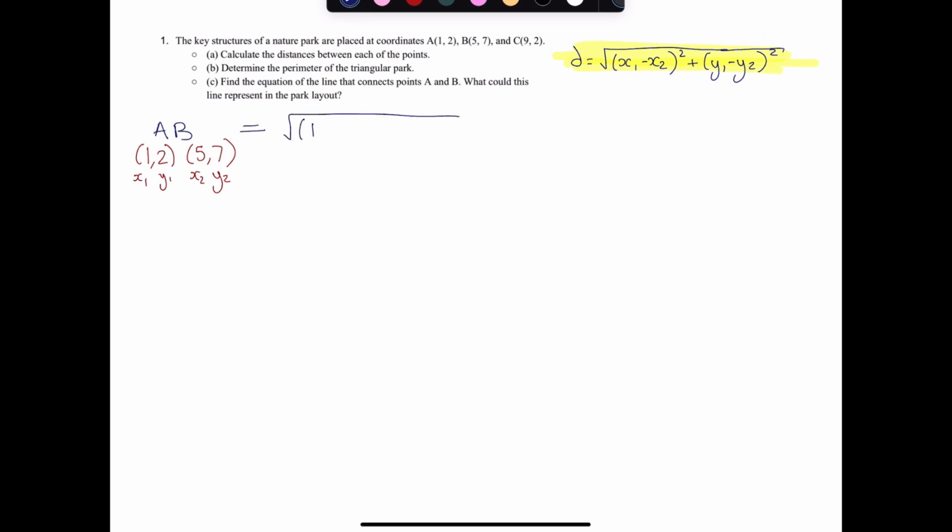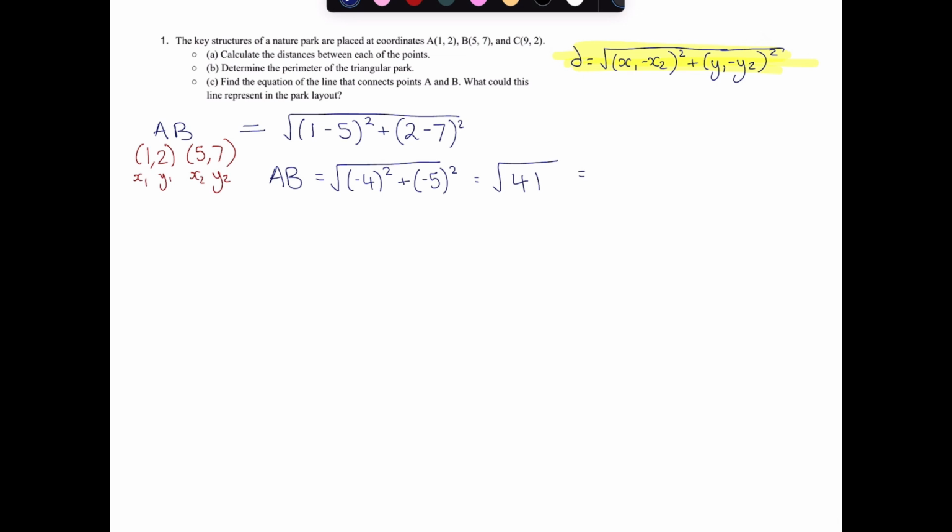So x1 is 1, subtract x2, which is 5, all squared, and then we're going to add y1, which is 2, subtract 7, all squared. Okay, so AB is equal to the square root of -4 all squared plus -5 all squared. This is equal to the square root of 16 plus 25, so the square root of 41.